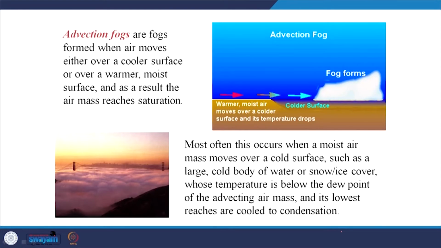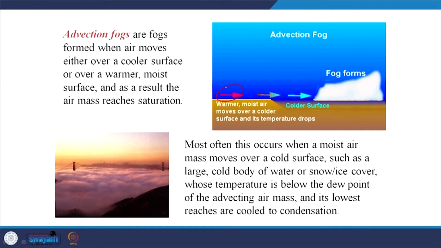The other type of fog is called advection fog. Advection fogs are the ones which are formed when air moves either over a cooler surface or over a warm moist surface, and as a result the air mass reaches saturation. If you see this figure, what is happening is air is moving in this direction. At this point air is warmer, which means it has more ability to hold moisture.